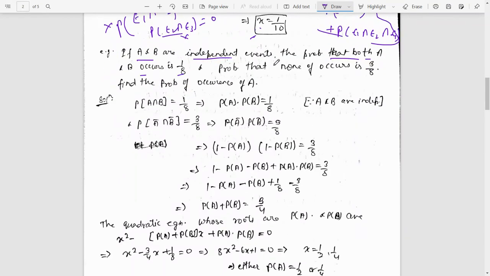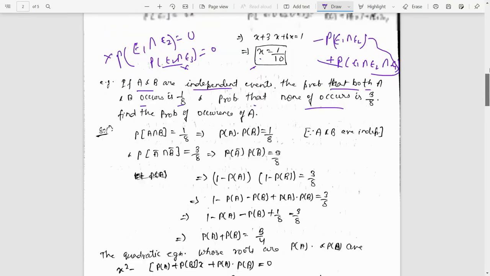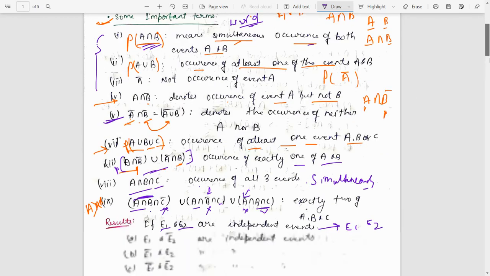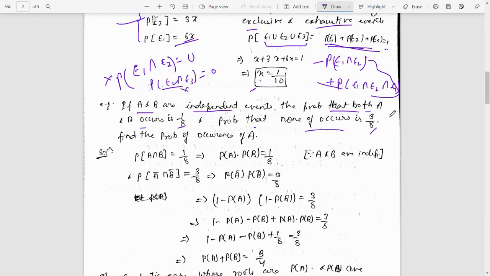In the next case, the probability that none of them occurs. None of them occurs means neither A occurs nor B occurs. So in that case, we are talking about this particular thing, the occurrence of neither A nor B. It's saying that this is 3 by 8, and the occurrence together is 1 by 8. Then find the probability of occurrence of A. So A and B are two independent events. The probability that both A and B occur is 1 by 8, and neither of them occurs is 3 by 8.